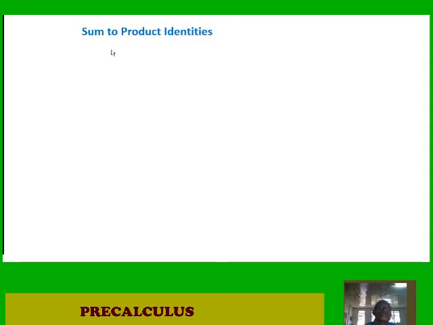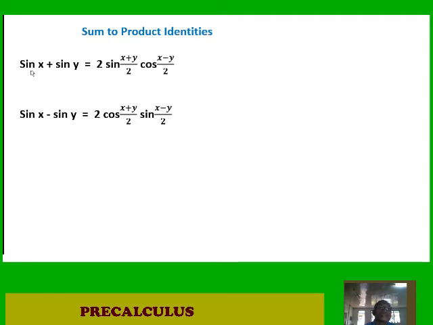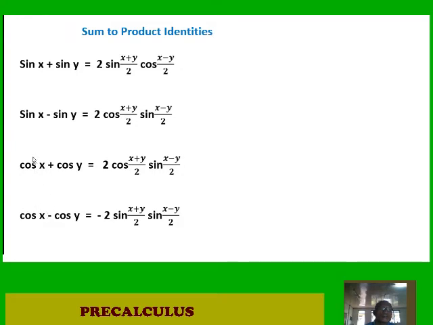We have also the sum to product identities. Okay, we have here the sum of sine x plus sine y. It becomes the product of 2 times sine of x plus y over 2 times the cosine of x minus y over 2. So we have here the sum and difference of cosine and sine.